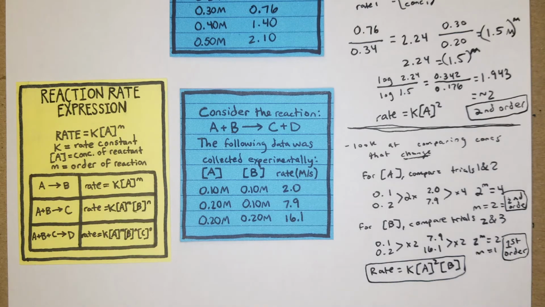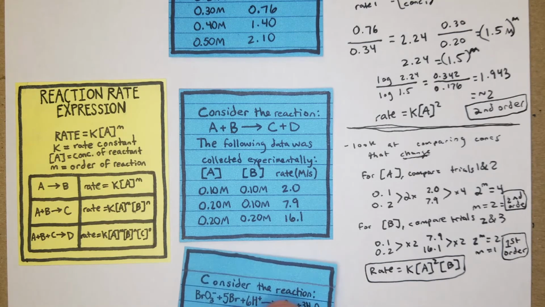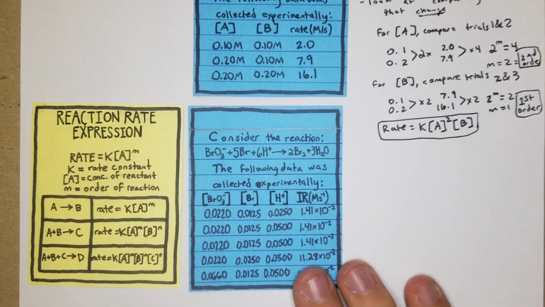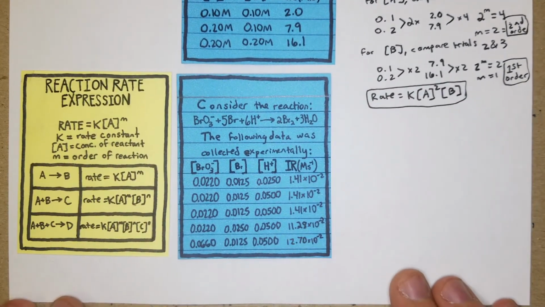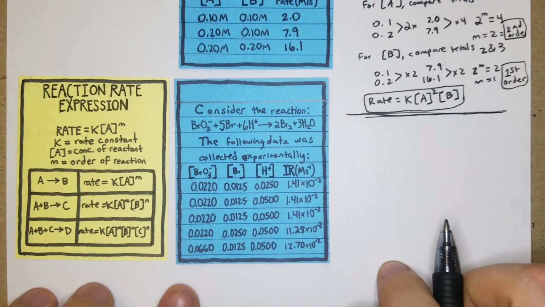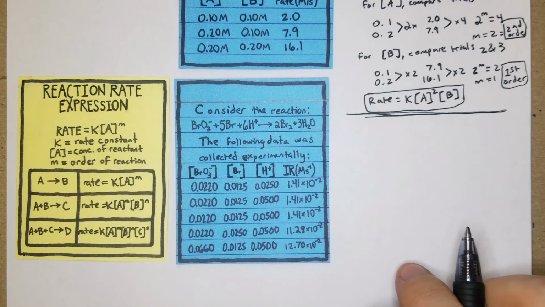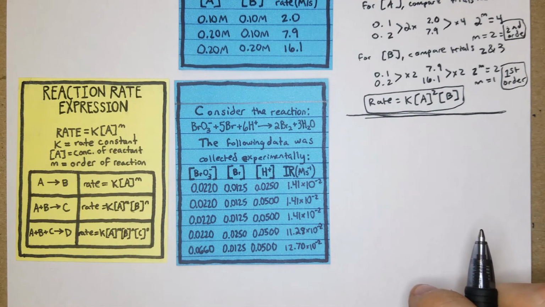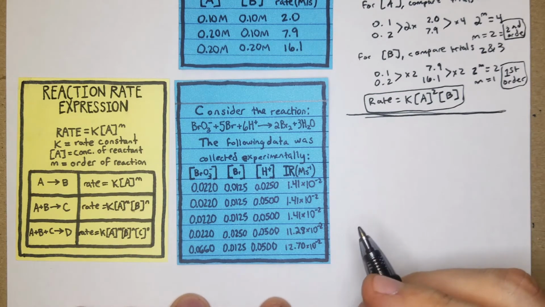All right, cool. So from there, we'll jump into the third and final one I had prepared. And this one, like I said, is supposed to increase in complexity as we go down the ways here. Okay, so consider the reaction BrO3 minus plus 5Br minus plus 6H plus yields 3Br2 plus 3H2O. The following data was collected experimentally. There's a ton of zeros there, but don't let that throw you. Just keep in mind we're looking for the differences, the changes in terms of comparison.